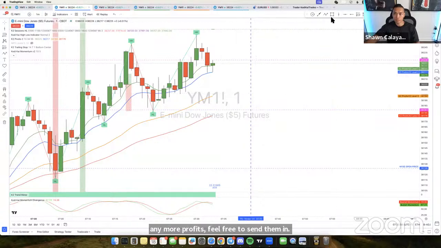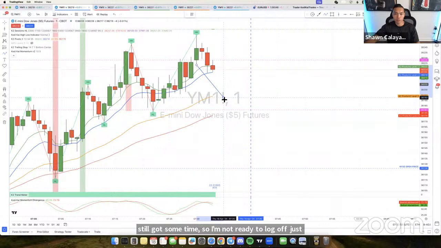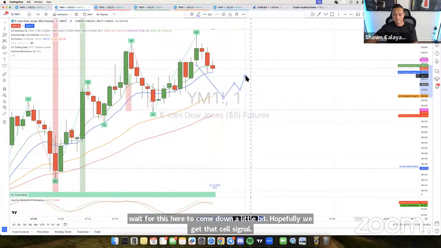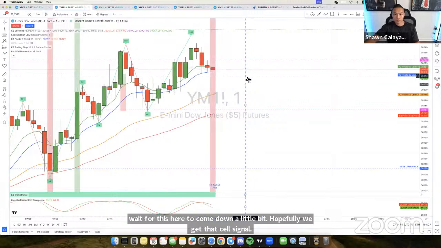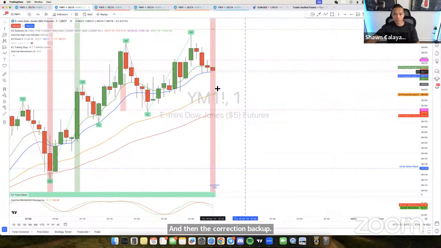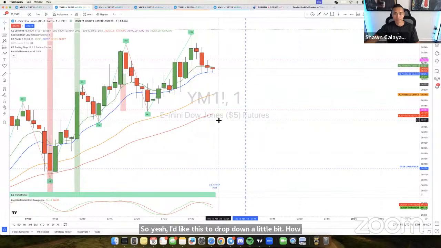We still got some time, so I'm not ready to log off just yet. I'm waiting for this here to come down a little bit. Hopefully we get that sell signal and then the correction back up. So yeah, I'd like this to drop down a little bit. Have this sell signal finally actually close.